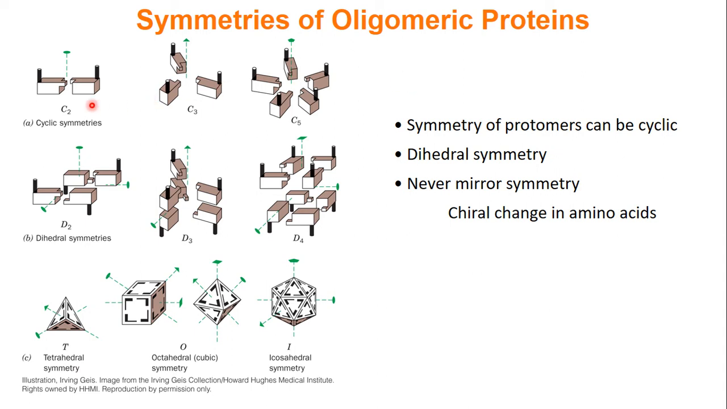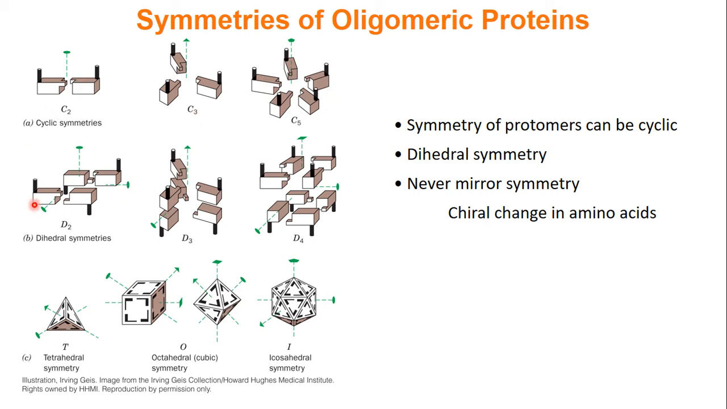The first type of symmetry is called a cyclic symmetry. So imagine if we had a protein made out of two protomers. So one symmetry is you just take this peptide and you rotate it 180 degrees, and now they can fit together. You can do that with 3 proteins or 5 protein subunits.